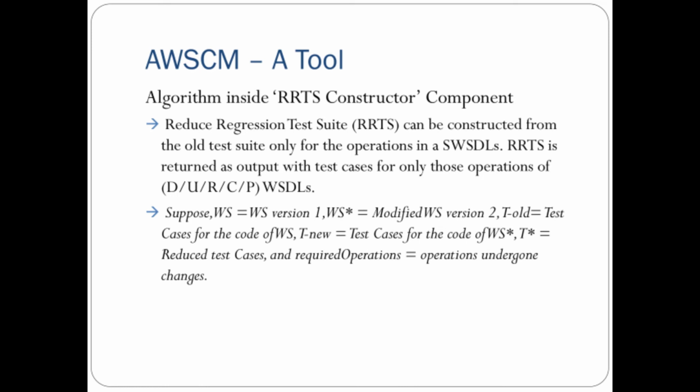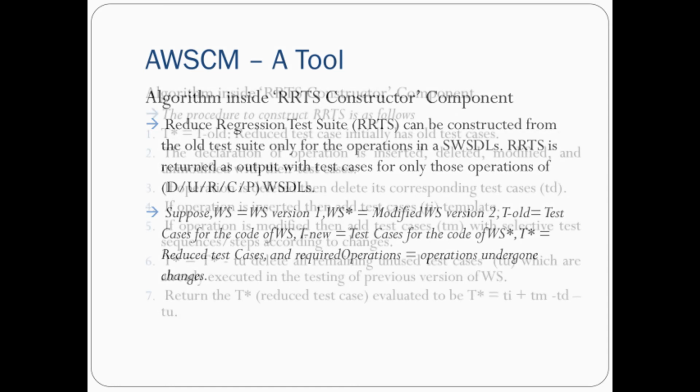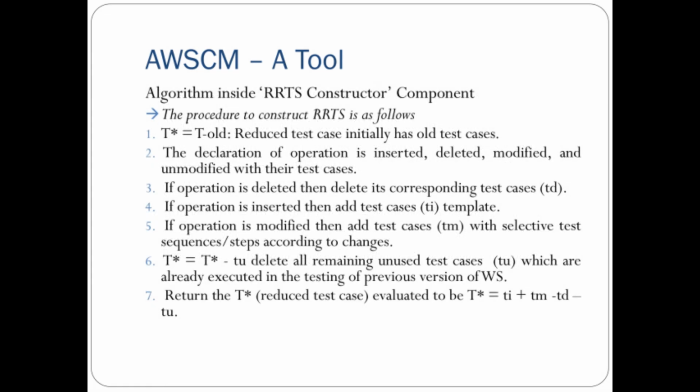And how can we generate it? We gather those operations which occur in the DWSDL, UWSDL, RWSDL, CWSDL, and PWSDL. Only for those operations which occur in these subset WSDLs, we capture the test suite mapped to those operations, and this test suite is used for capturing the subset of test cases for reconstruction of the reduced regression test suite. So this is how we construct the reduced regression test suite.